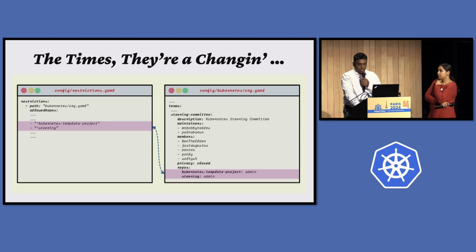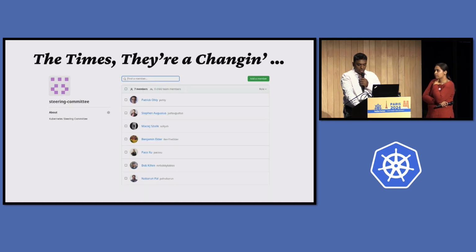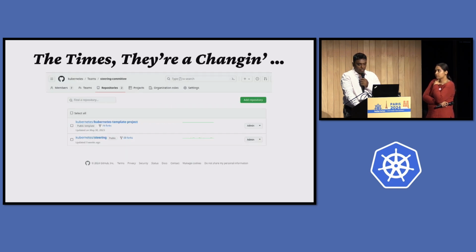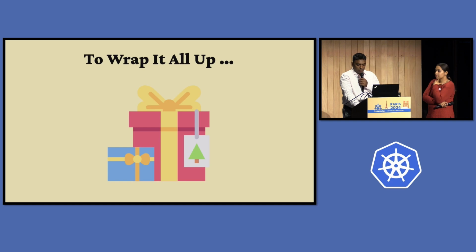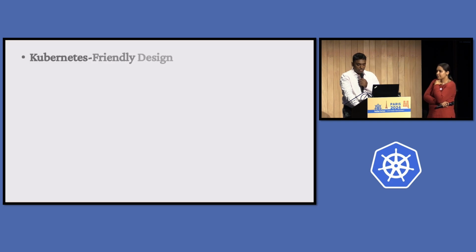To quickly run through, we're adding members to a team, the steering committee team. There are a couple of maintainers, a few members, and they'll have admin access to two repos, Kubernetes template project and steering. So you can see the results here. We have the steering committee team with their members, with the maintainers correctly set, as well as the regular members in place, and with admin access to the repos that we declared. No crazy clicking involved.